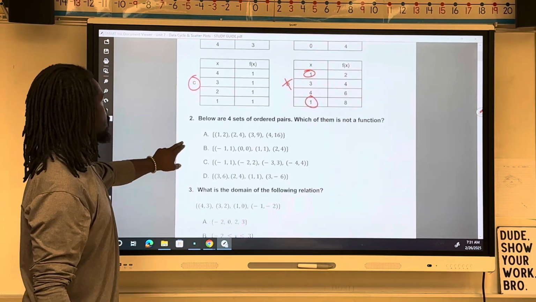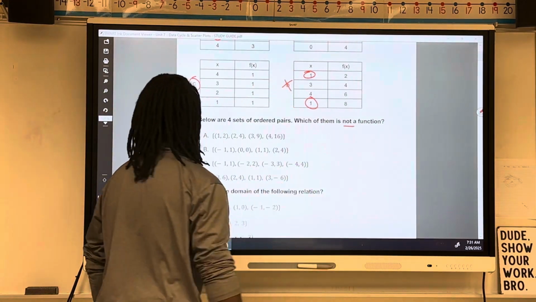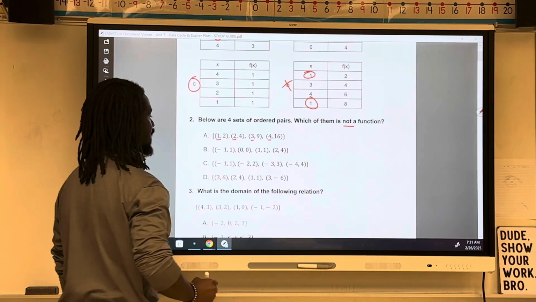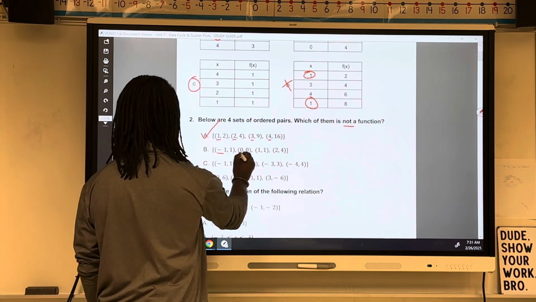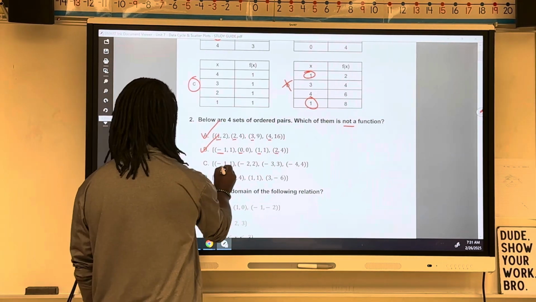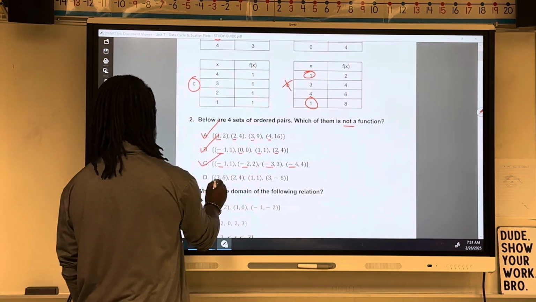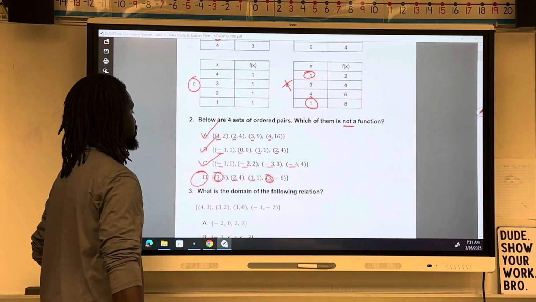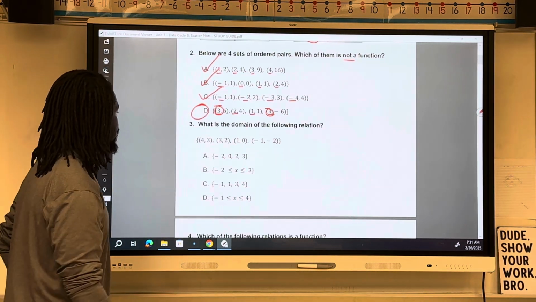Question number 2. Which set of ordered pairs is not a function? So we're looking for the one that is not a function. I'm looking at the x values because the x's cannot repeat. 1, 2, 3, 4, that is a function. Then we've got -1, 0, 1, 2, that is a function. -1, -2, -3, -4, that is a function because none of them repeat. Then we've got 3, 2, 1, and then 3, and this is not a function because the threes repeat.